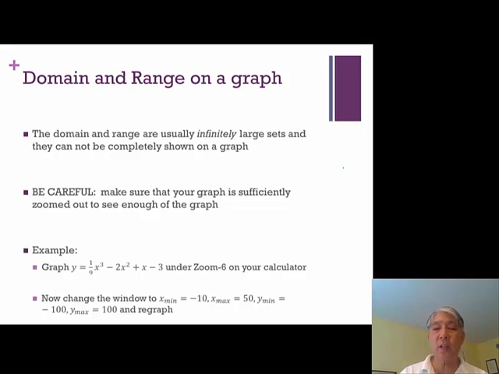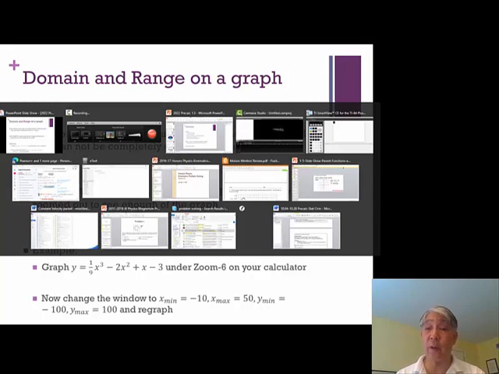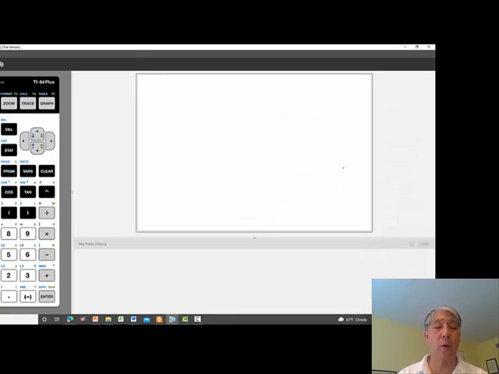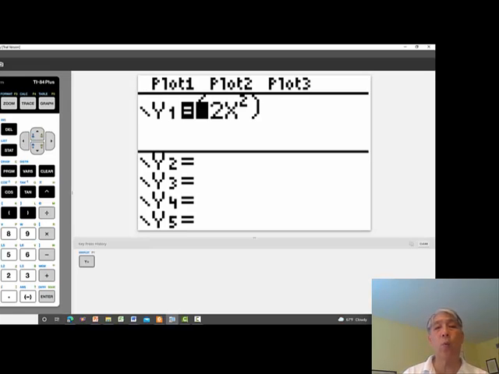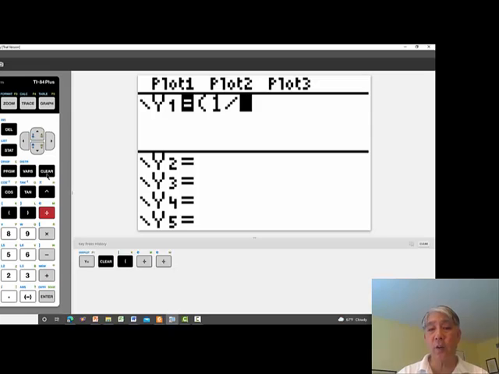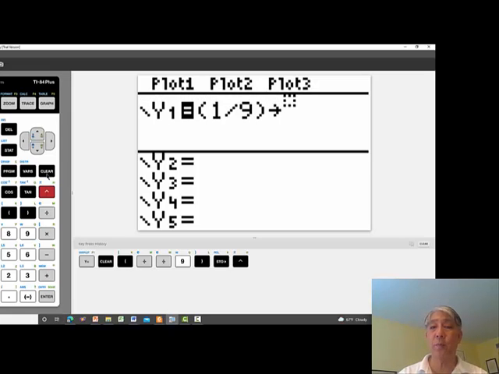So let's take a look at our calculators, in particular the TI-80 through 84. If I want to graph a function, I can start by entering the function here on y equals. I already have a function, so I'm going to clear that one out, because the function I want to graph is the one on the page, which is 1/9 x squared.